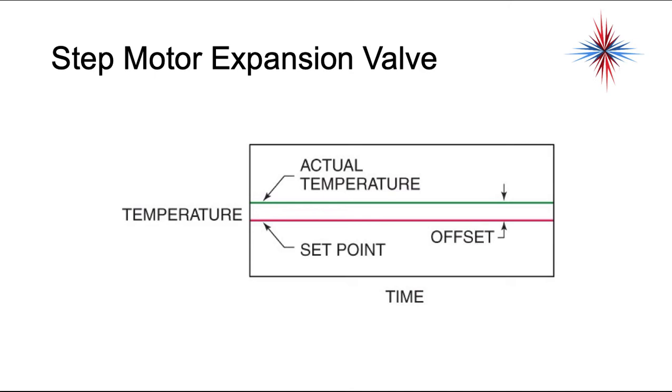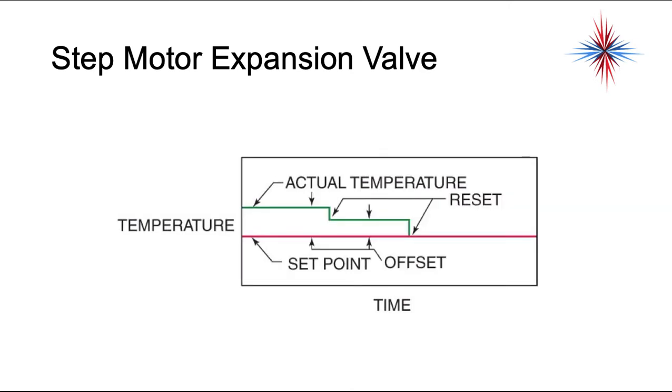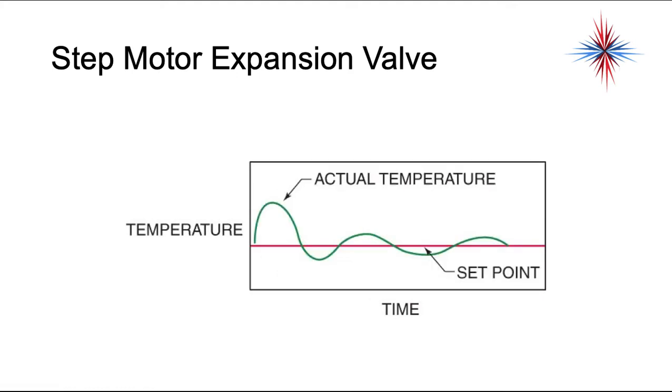So we have a set point and we have the actual temperature. The difference between those is the offset. What happens is, as the actual temperature drops towards the set point, every time it drops, we do what we consider a reset. So over time, our actual temperature starts off with this large curve, we get down to the set point temperature, and then we're constantly varying a little bit above and below that set point.